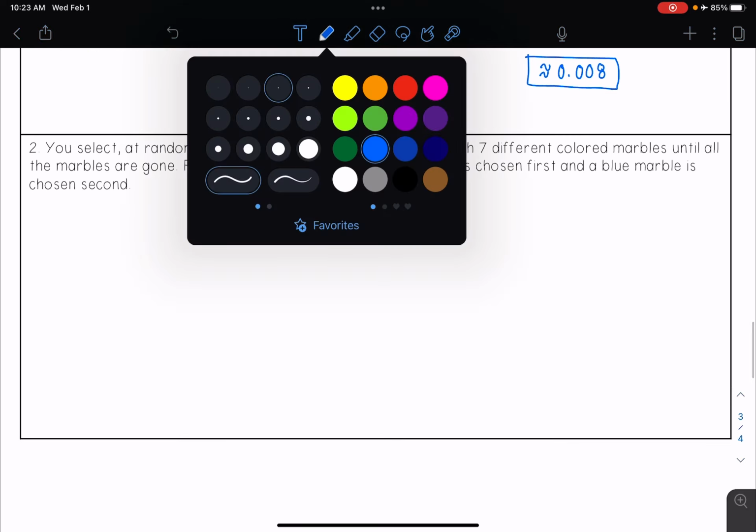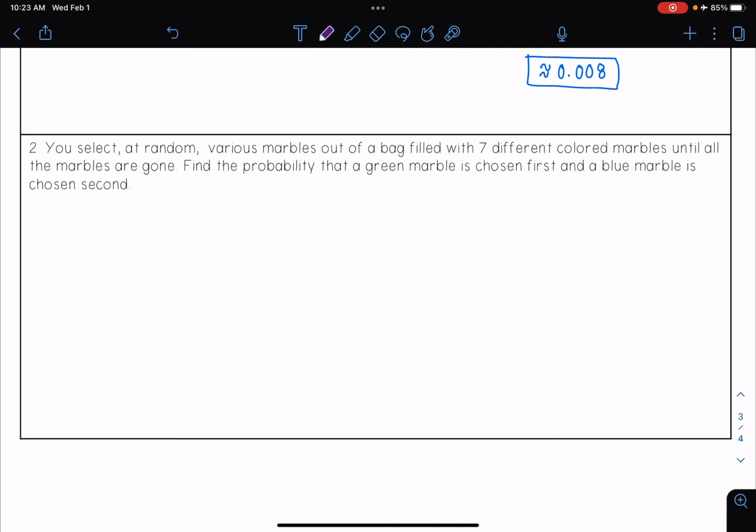Let's look at one more. So here it says, you select at random various marbles out of a bag filled with 7 different colored marbles until all the marbles are gone. Find the probability that a green marble is chosen first and a blue marble is chosen second.